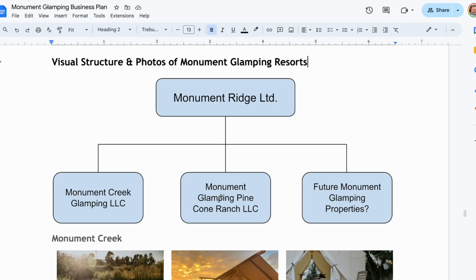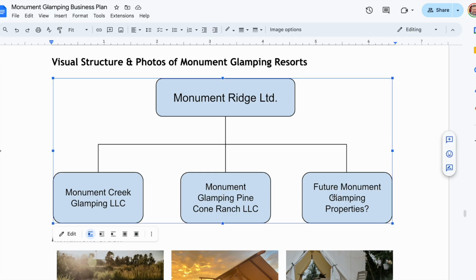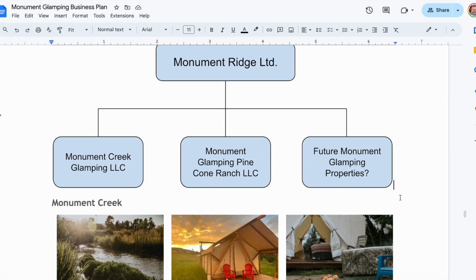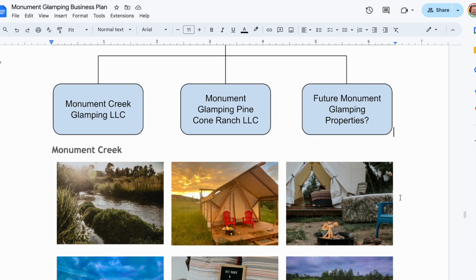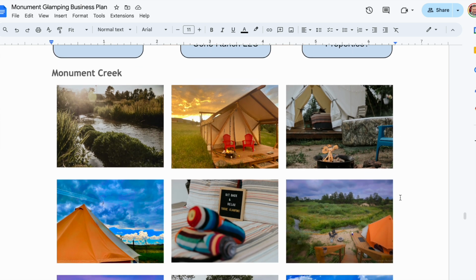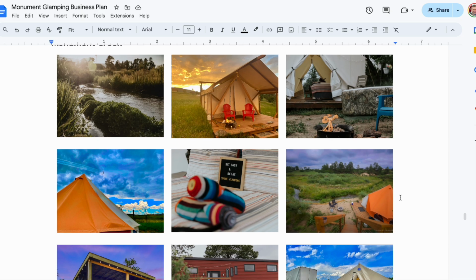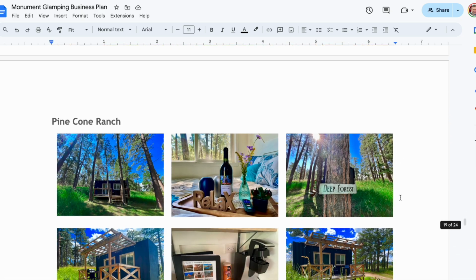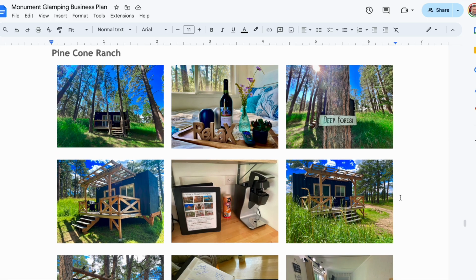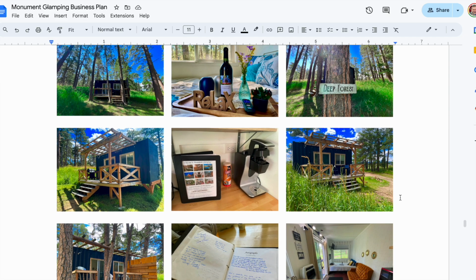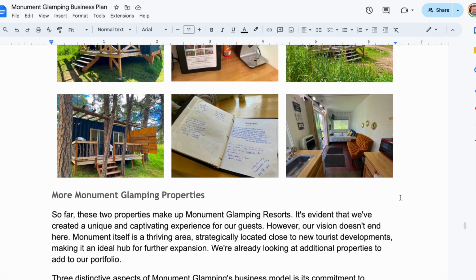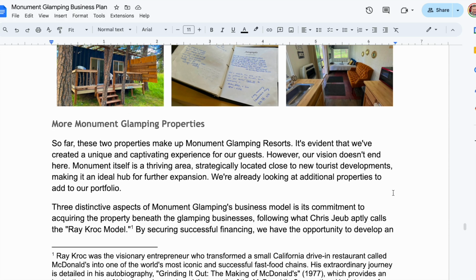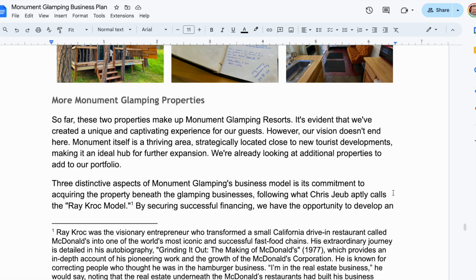These are actually the legal names of my businesses. And then I leave the door open for future Monument Glamping properties, because that's why I would like some money from people so that I can actually buy those properties. I have some pictures of Monument Creek. These are those professional pictures that we'll learn about this next week, about getting a professional photographer on board. And then same with Pinecone Ranch. These are all photos of my listings, and I even have some autographed pages to make it real personal. And then I open that door, more Monument Glamping properties.